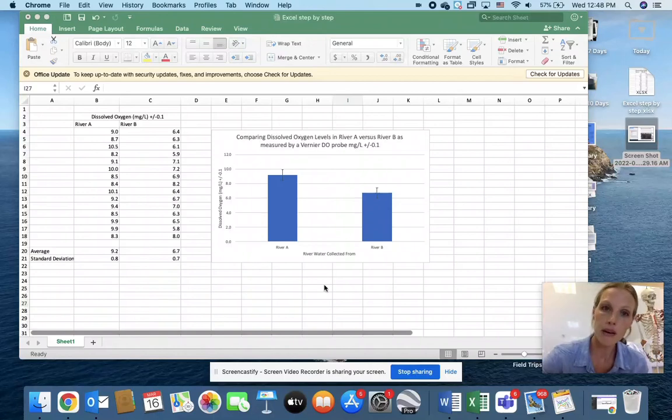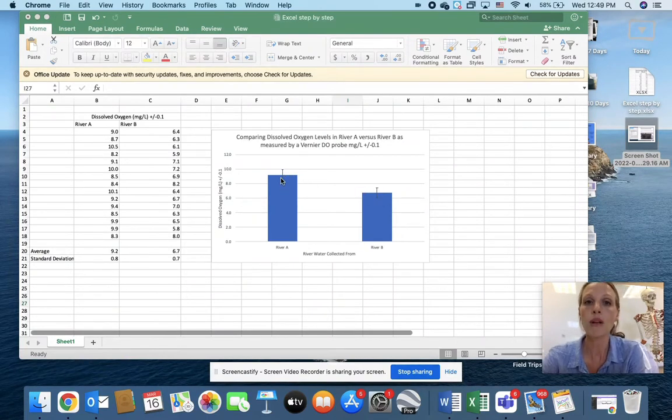Okay, so now that we have our error bars inputted into our graph, we can discuss some of the patterns and trends that we're seeing. So the first thing I want to look at is overall, what is the data telling me? Here I can see River A has a higher average for dissolved oxygen levels than River B. River B has lower average dissolved oxygen levels. So you want to discuss the overall patterns.